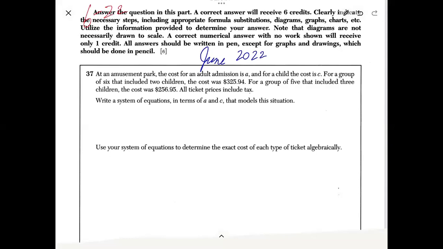I'm only showing you 4 points of it, but I just want you guys to understand that these questions are pretty straightforward. And if you want to do well on the Regents exam, specifically if you want to pass, you should try to get as many points on these word problems as possible. All right, so let me jump in.